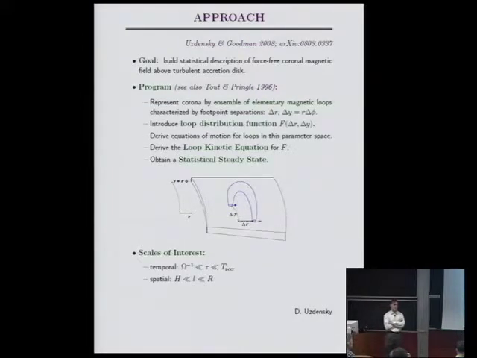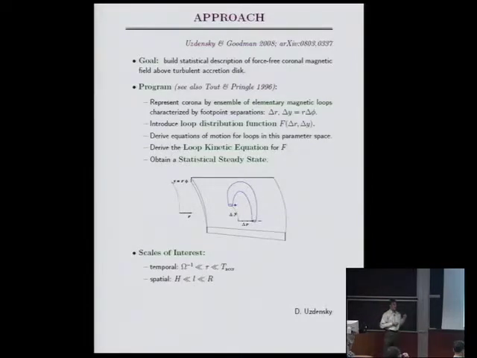First of all, one has to recognize that this coronal magnetic field ought to be treated in some statistical way, with some statistical terms. So we are following a program which was first pioneered by Tout and Pringle 12 years ago, but we are including more realistic physics, and we are also producing more output out of it. That is, we analyze what the results mean. But the basic idea is that the corona is believed to be force-free, which means that magnetic field dominates the dynamics.